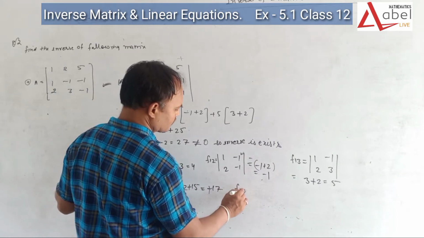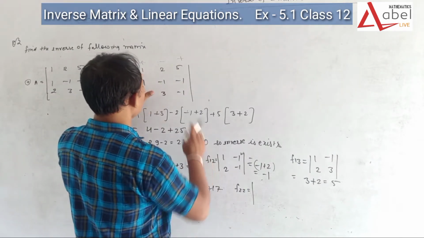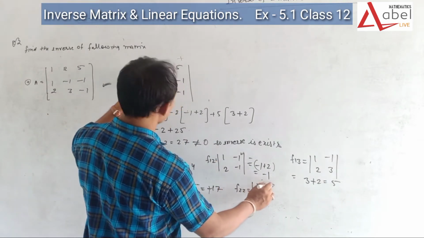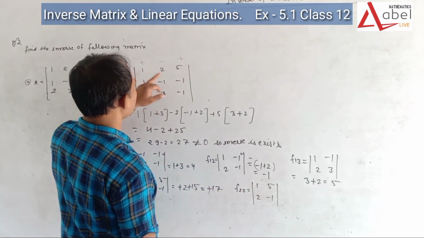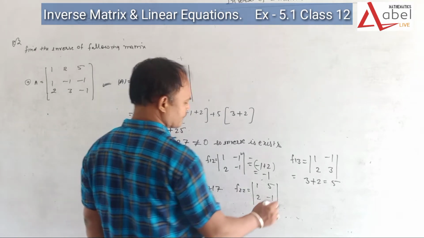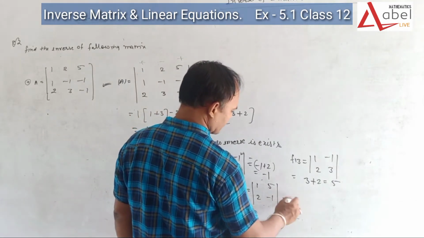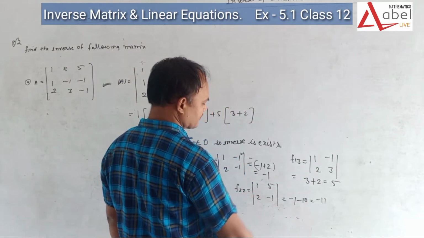Now f22 means we have to find the value with respect to this. So it is 1, 5 and 1, 5, 2, minus 1. So it is minus 1 and minus 10, so it is minus 11. It is 2 plus 2, so the sign is the same.